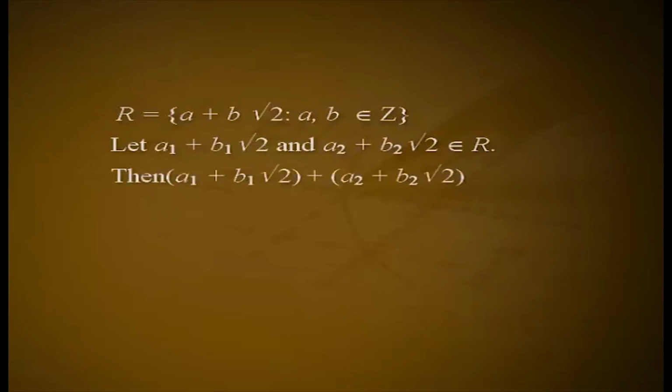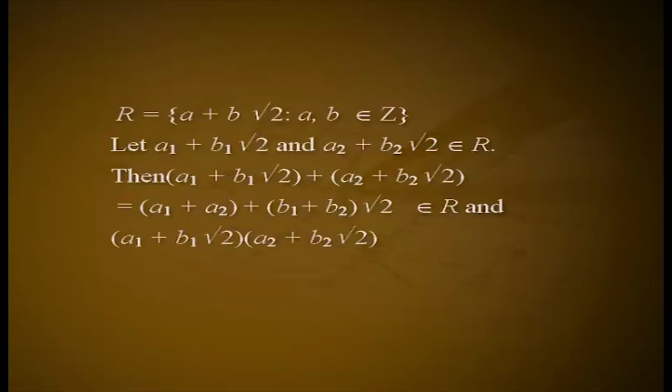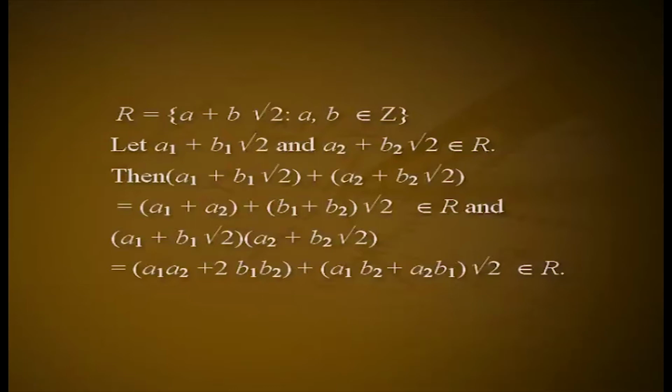Example 3. Prove that the set of numbers a + b√2 where a and b are integers is a ring with respect to ordinary addition and ordinary multiplication of real numbers as the two operations. Solution: let R be the given set, then R is equal to the set of all a + b√2, a, b belonging to Z. Let a1 + b1√2 and a2 + b2√2 belong to R. Then (a1 + b1√2) + (a2 + b2√2) = (a1+a2) + (b1+b2)√2 belongs to R, and (a1 + b1√2)(a2 + b2√2) = (a1a2 + 2b1b2) + (a1b2 + a2b1)√2 belongs to R. Thus, R is closed with respect to addition and multiplication.